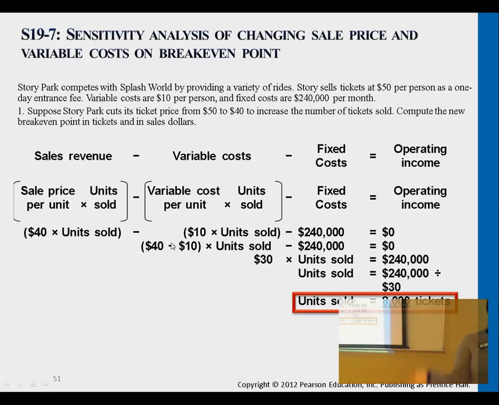So right now I'm going to take my units sold out, and I'm going to have $40 minus 10 multiplied by units sold, right? And I move my 240 to the right. Now all I'm going to do is compute units sold. It's 240 divided by 30, and it's 8,000 tickets. So what is it telling me? That at the new price I need to sell at least 8,000 tickets, right?